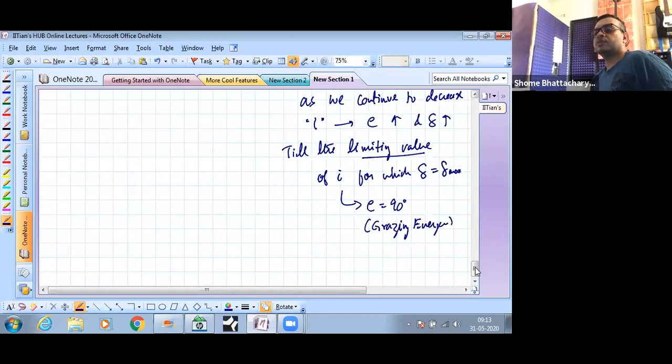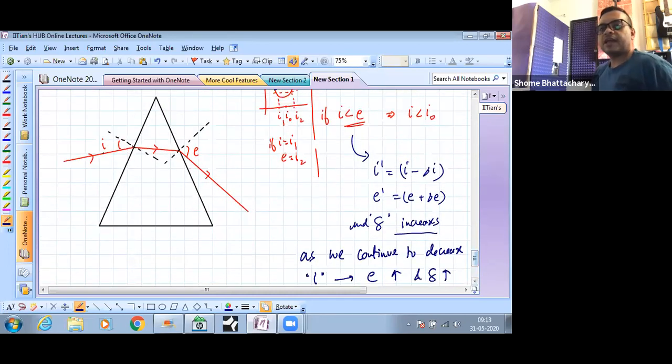Okay. What I'm saying is, from here if I decrease the angle of incidence, then the angle of deviation and angle of emergence will increase. But at a certain angle of incidence, this kind of thing will happen.